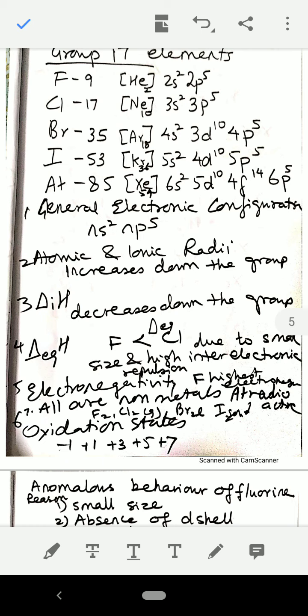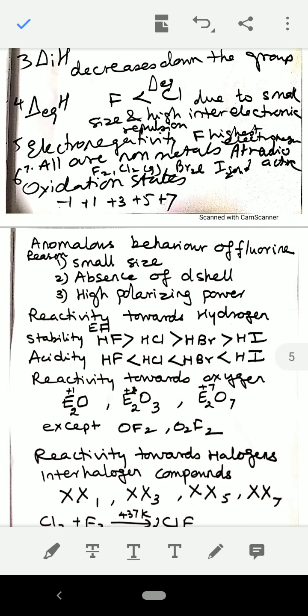Electronegativity of fluorine is highest. All are nonmetals. Astatine is radioactive. Fluorine and chlorine exist as gases, bromine as liquid, iodine as solid. They are all colored compounds. Fluorine and chlorine are yellow and greenish-yellow, bromine is brown and iodine is violet. Oxidation states range from -1 to +7.